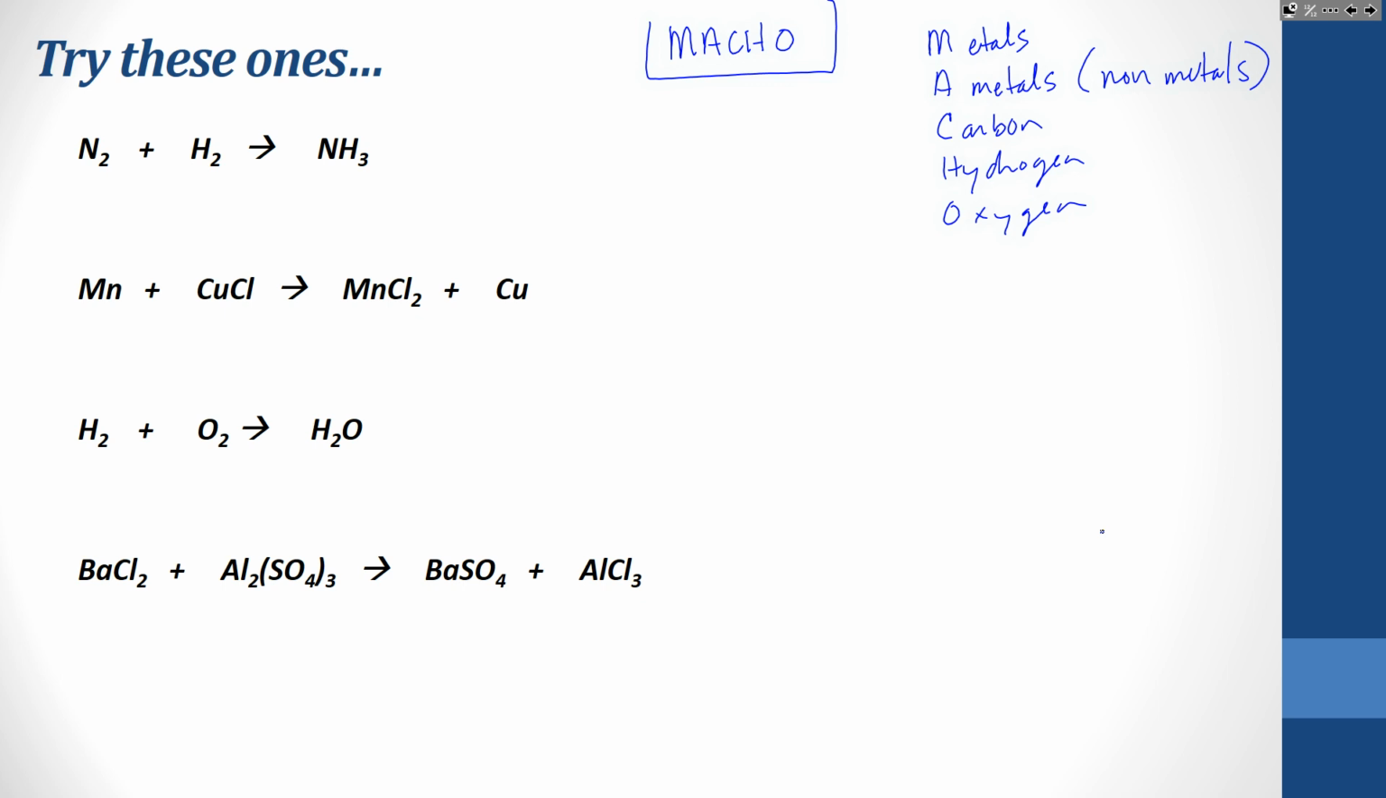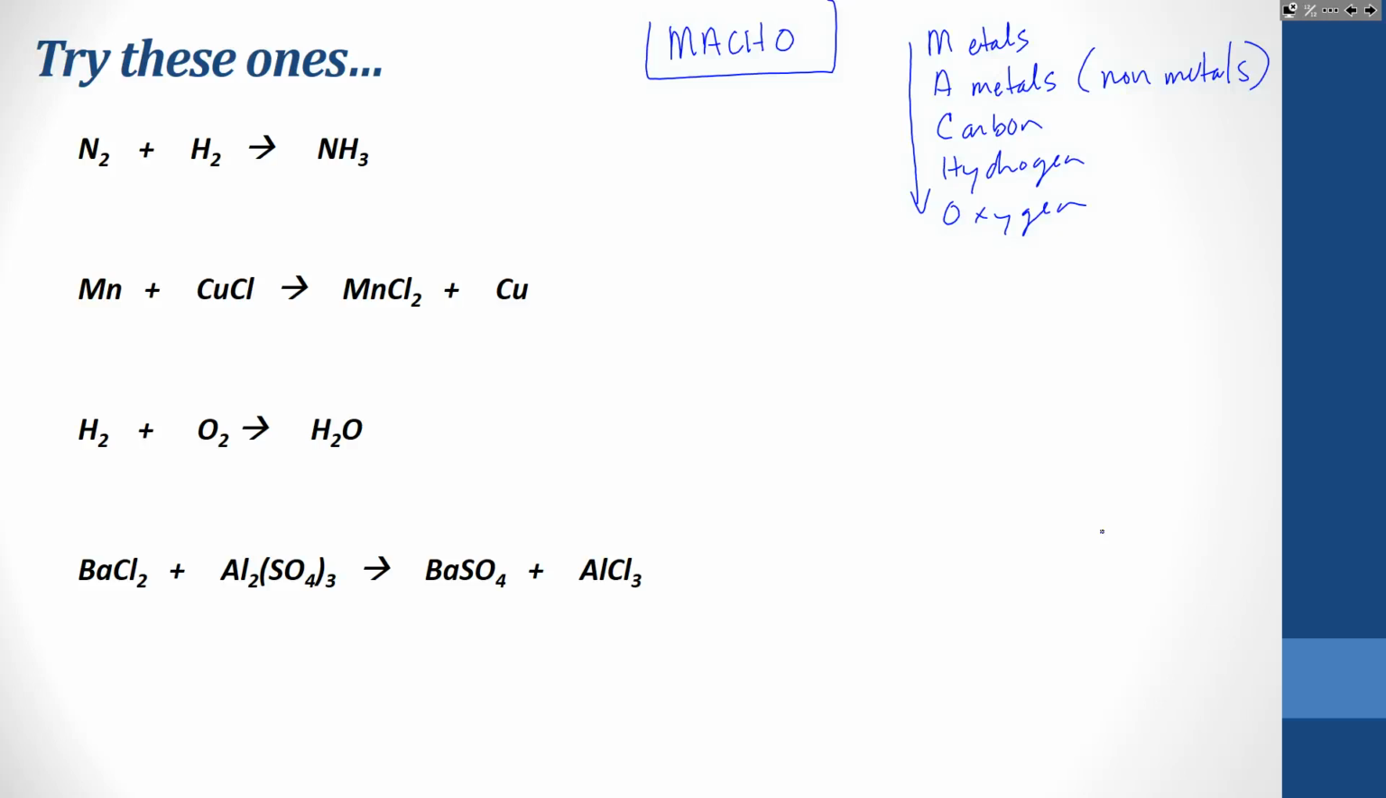In other words, you start at the top and you work your way down. Metals, then your non-metals, then your carbons, hydrogens, and oxygens. Try to leave the carbons, hydrogens, and oxygens till the end. And the rule that I always say is look for the easiest thing to balance and balance that first.